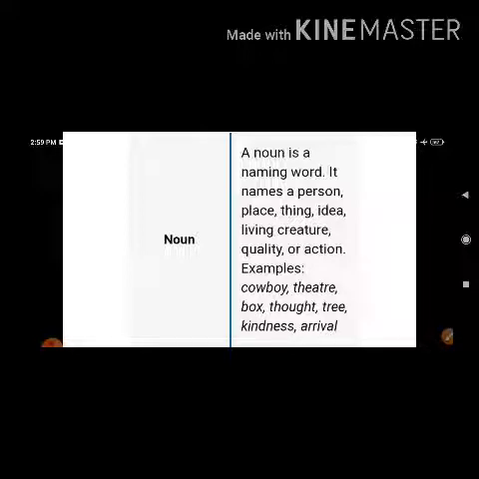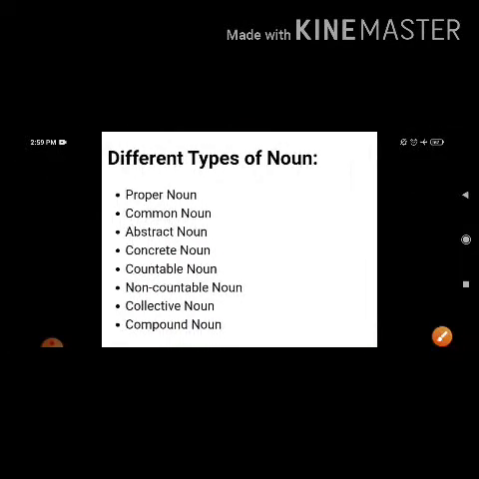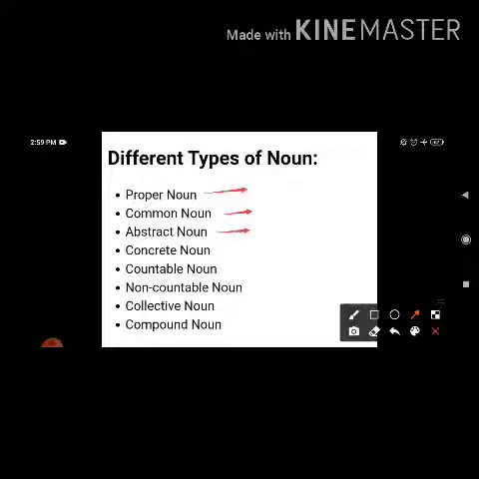So what can be this anything? It can be a name of a person, place, thing, idea, living creature, quality, or action, right? You can see some examples here, such as cowboy, theater, box, thought, tree, kindness, arrival. And there are different types of nouns. As you know, there is proper noun, common noun, abstract noun, concrete noun, countable noun, non-countable noun, collective noun, compound noun.